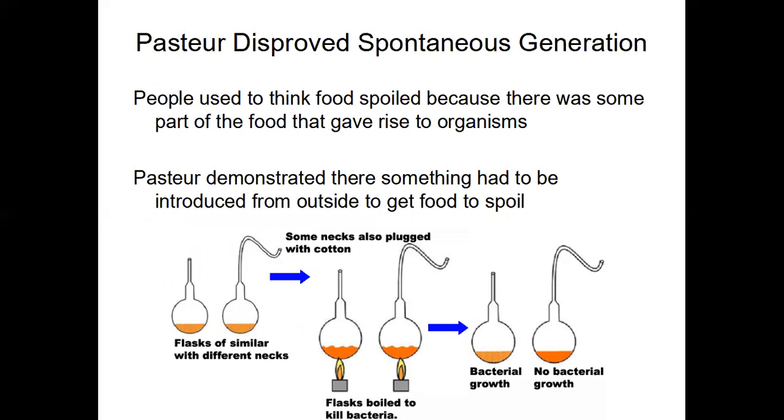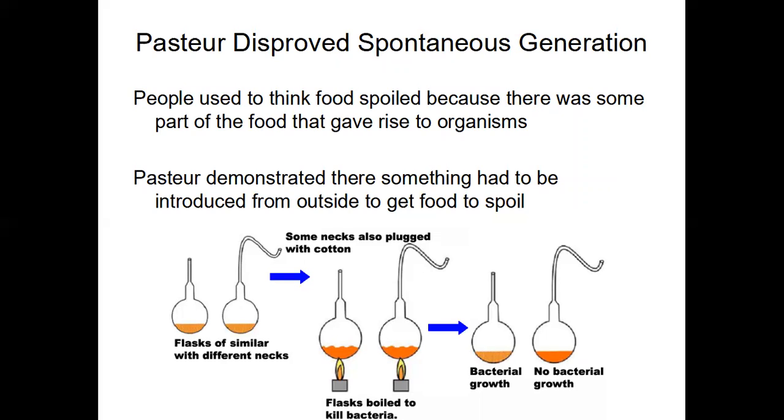Okay, so how did he do this? He had glass flasks with meat broth in them, a really rich food source for bacteria. And he had two different flasks, one with a long, S-shaped neck, and one with a straight tube. You could boil the broth to kill everything in it and let them sit. In the flask with the short tube, bacteria could fall in, grow in the broth, and spoil it.